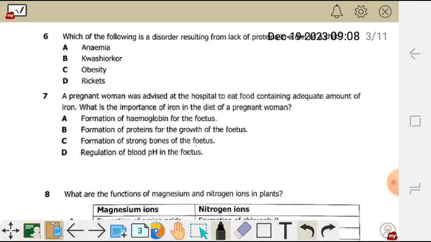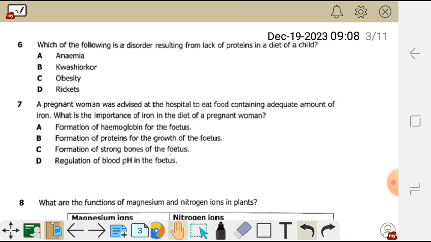So question 6 reads, which of the following is a disorder resulting from lack of proteins in the diet of a child? A. Anemia. B. Kwashiorkor. C. Obesity. D. Rickets. So the disorder resulting from lack of proteins here is B.